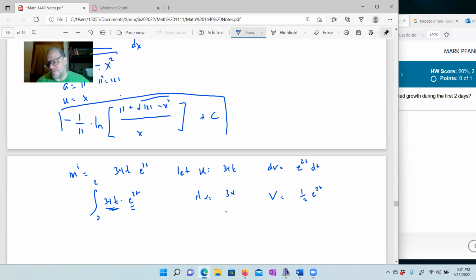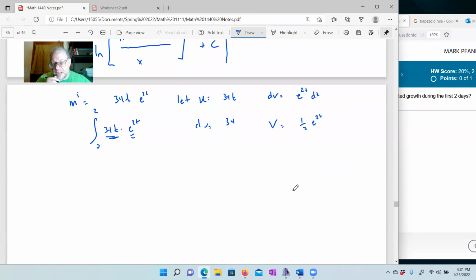All I'm doing here is taking this derivative in my head. E to the 2t would be e to the 2t times my chain, so times 2. If I wanted to undo it, we would have this. If I take this derivative, I get back to my dv. That's what I'm doing, checking to see if it did that.